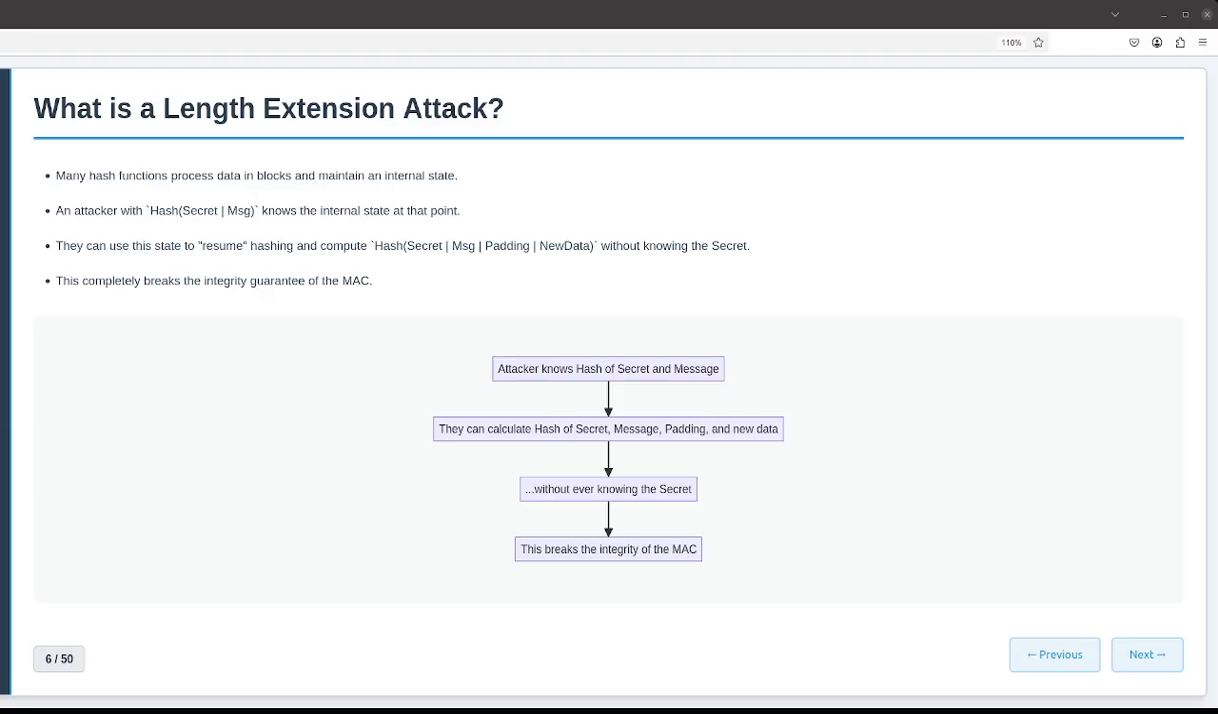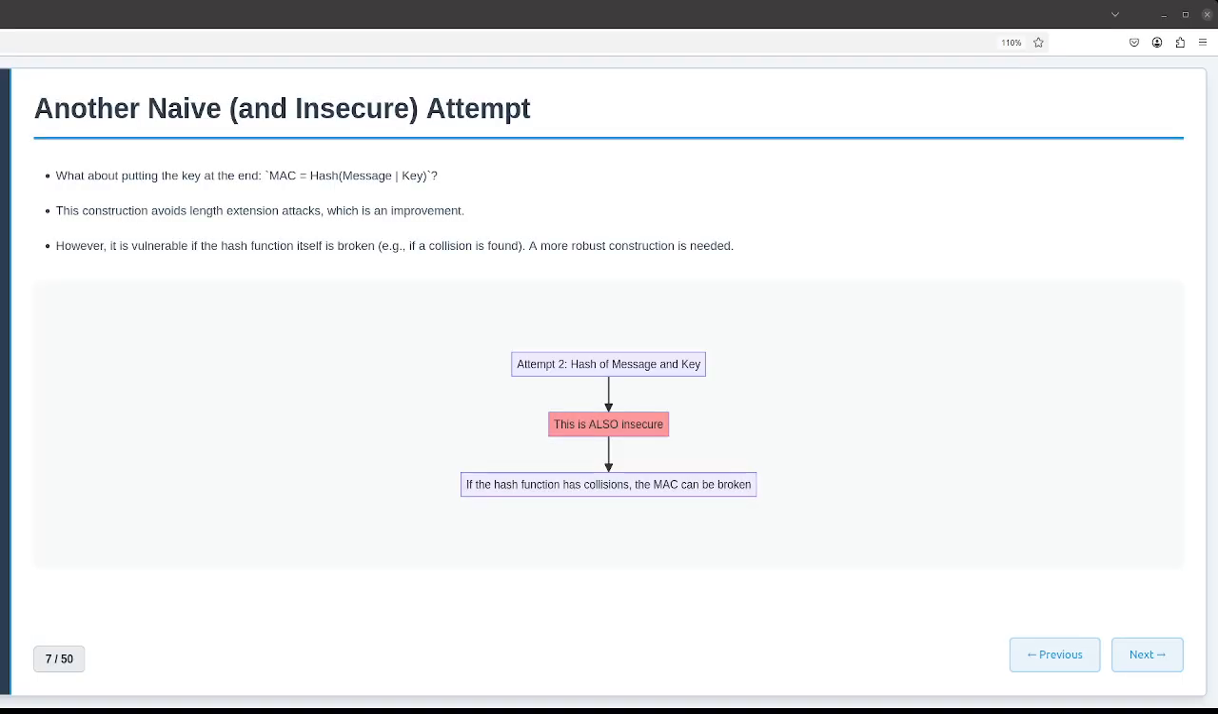They can then use this state as a starting point to continue hashing new data they appended. By doing so, they can calculate the hash of key | message | padding | appended data without ever knowing the original key. This is a catastrophic failure, and it is the primary problem that HMAC was designed to solve.